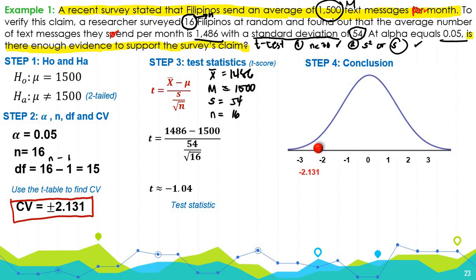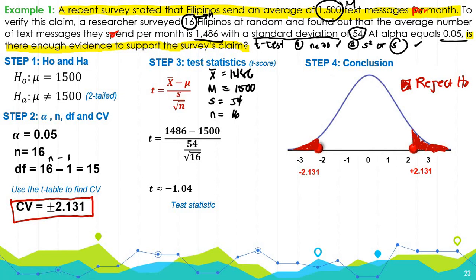If we plot negative 2.131, it will be in between negative 3 and negative 1. And this will be our starting point. And everything to the left would be the rejection region of the left tail. Meanwhile, if we plot positive 2.131, this will be our starting point for the rejection region for the right tail. Therefore, the area shaded in red will lead us to the conclusion of rejecting the null hypothesis. Meanwhile, the unshaded region will be for accepting the null hypothesis.